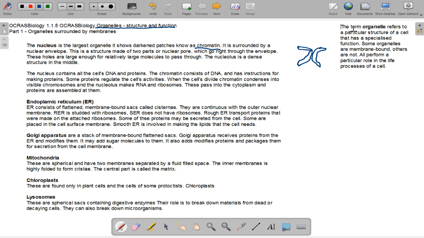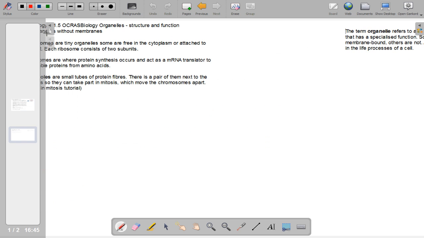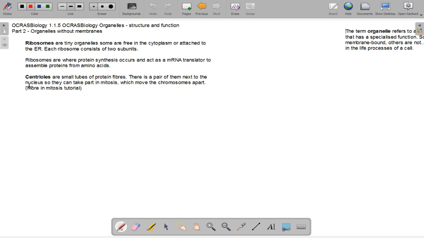So definitions now: the term organelle refers to a particular structure of a cell that has a specialized function. Some organelles are membrane bound, others aren't. All perform a particular role in the life processes of a cell. So we have a look at the organelles without membranes now. Ribosomes are really tiny organelles, and they're found free in the cytoplasm or attached to the endoplasmic reticulum, and they consist of two subunits. They kind of look like this.